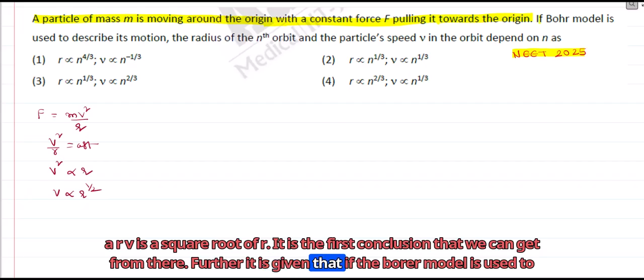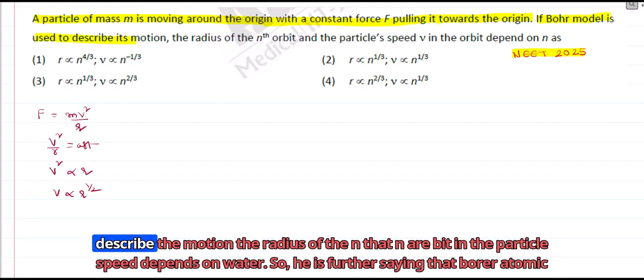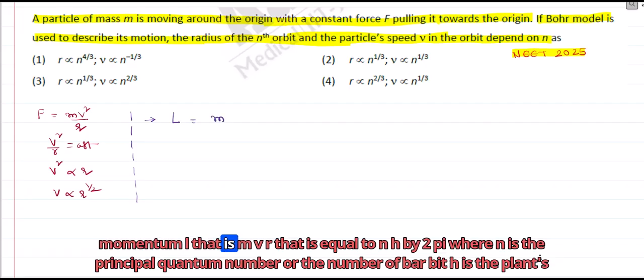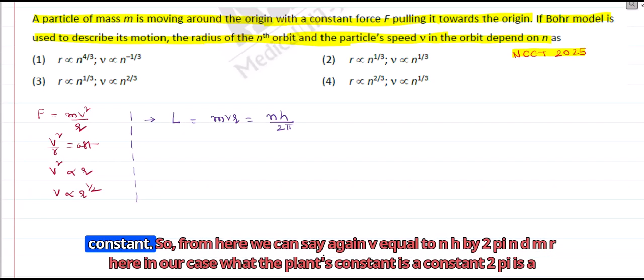Further, it is given that if the Bohr model is used to describe the motion, the radius of the nth orbit and the particle speed depend in what way. So he is further saying that Bohr's atomic model is valid. When a charged particle is moving in a circular path according to Bohr's atomic model, it will have a constant angular momentum L, that is mvr, equal to nh by 2 pi, where n is the principal quantum number or the number of the orbit, and h is Planck's constant.